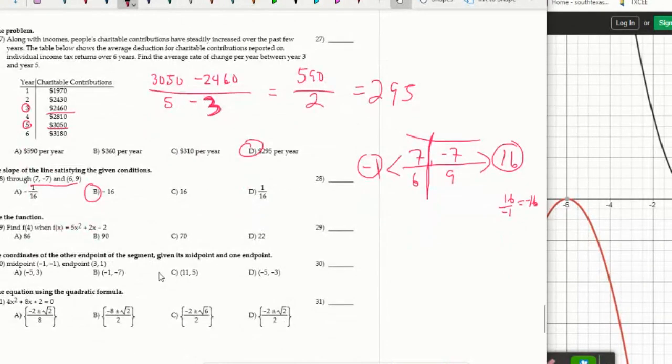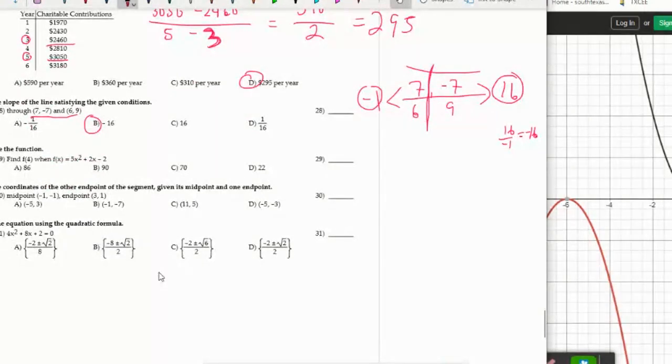Almost done, guys. Almost done. Right here, f of 4. f of 4 means I'm just plugging in 4.